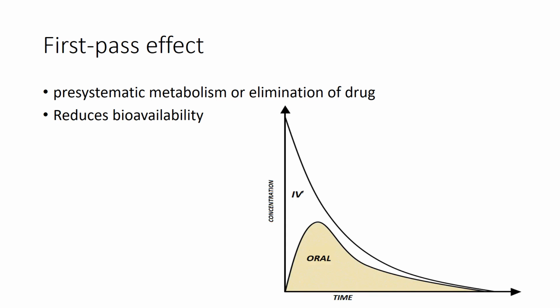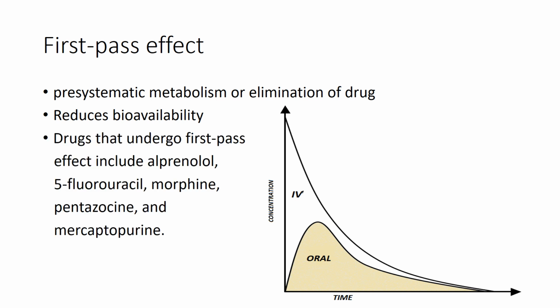Here is a graph describing first pass effect. We see spiking concentration, which then decreases. Now, why is knowing first pass effect so important? The clinical significance of the first pass effect is crucial for creating a proper pharmacotherapy.